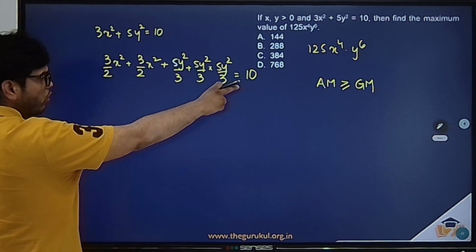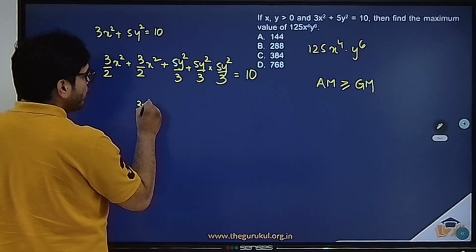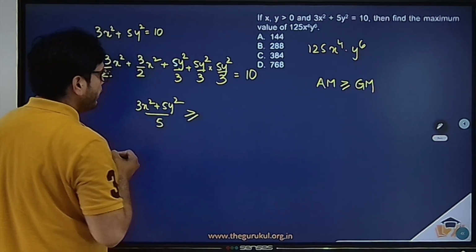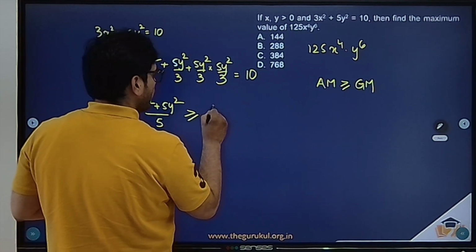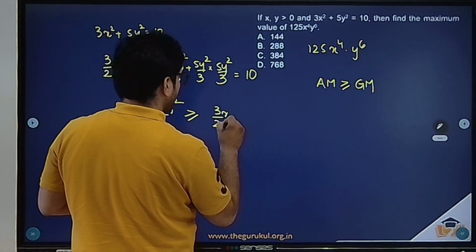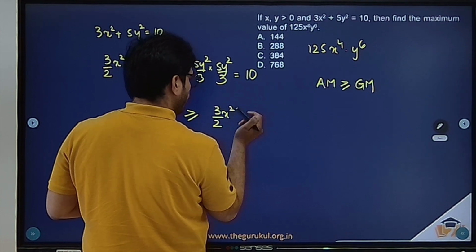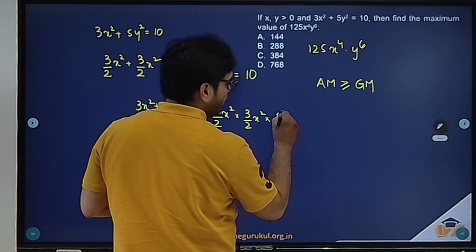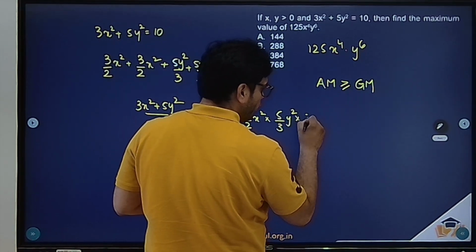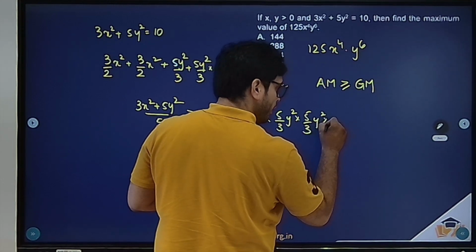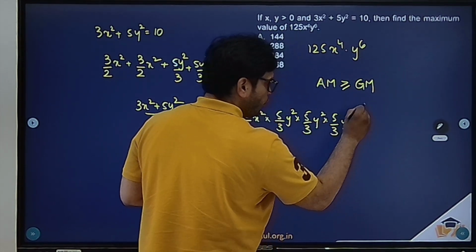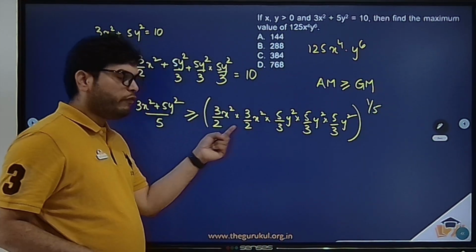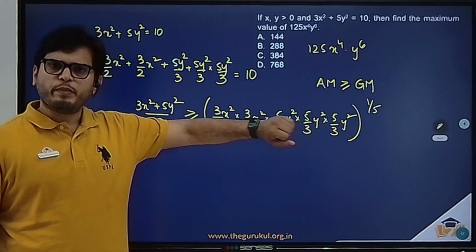When I add all these 5, you will have 3x square plus 5y square in the numerator by 5. This should be greater than or equal to the product of all these, 3 by 2 x square into 3 by 2 x square into 5 by 3 y square into 5 by 3 y square into 5 by 3 y square, to the power 1 by 5. So that would be fifth root of this. Since we have 5 terms, you should be applying fifth root.